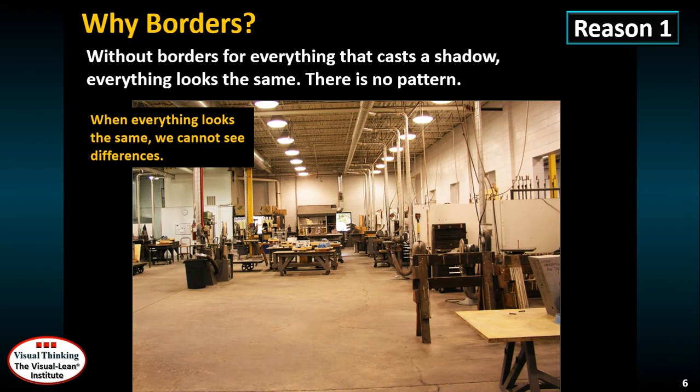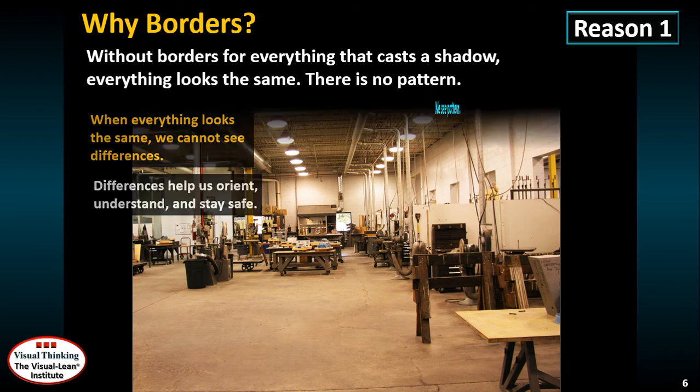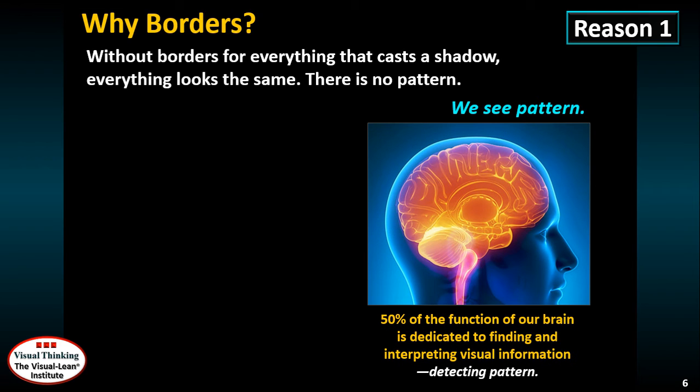Seeing differences is a big part of what our brain does and wants to do. Differences help us orient and understand what is needed, what is not needed. Another way to say that is seeing differences is seeing pattern. And 50% of our brain function is dedicated to finding and understanding pattern. It's visual. This is not seeing words. This is not seeing pictures. This is discovering shapes and outlines and profiles and form. This is understanding meaning.